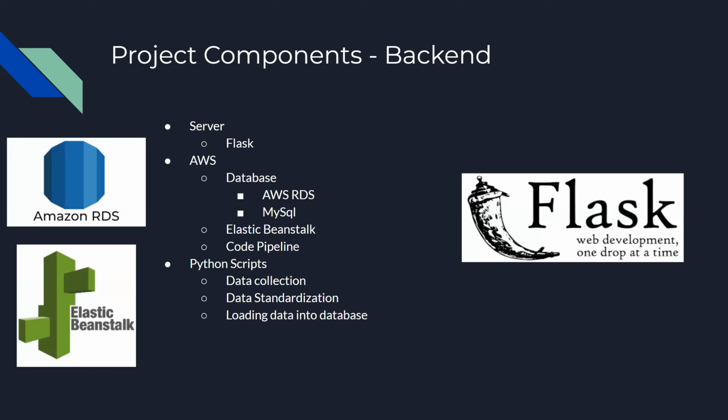When it comes to our backend, we decided to use a Flask server to handle our incoming requests, as it was easy to use with our Python scripts that we had set up. We also used AWS a good amount. On AWS, we used an RDS database using MySQL, which allowed us to store all of our reported crime data into a database. We then used Elastic Beanstalk, which was an environment which allowed us to host our application live.